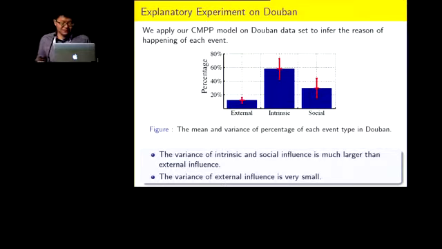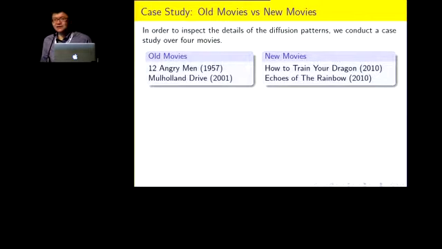And the second observation is the variance of external influence is very small. This indicates that the external influence on every user in this social network is stable for all movies. And since we see that there may exist different patterns of the diffusion of the event cascades, in order to inspect the details of the diffusion patterns, we conduct a case study for 4 movies.